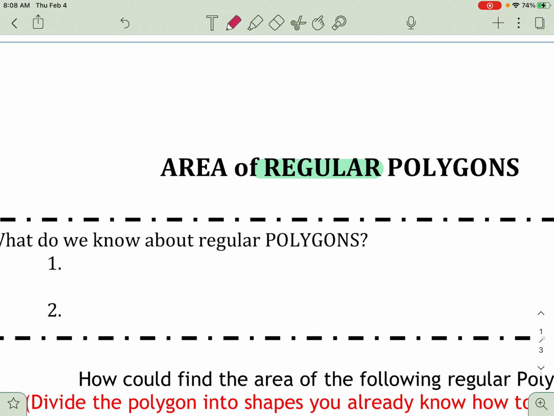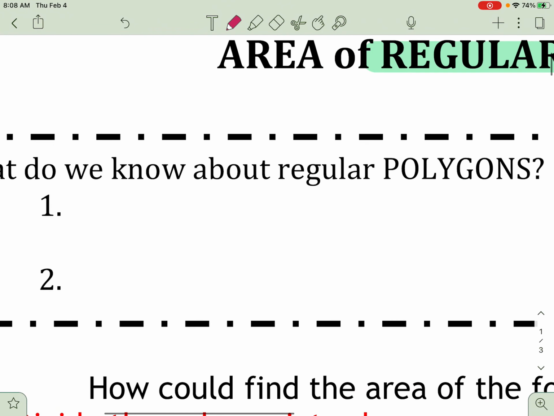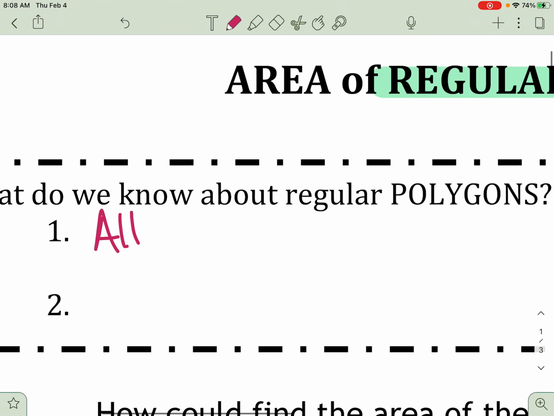But first, just as a recall, what do we know about regular polygons? As I told you in class and in the video, it's kind of a weird word to use, because you think regular is just an ordinary polygon, but it's regular because all sides are congruent and all angles are congruent.